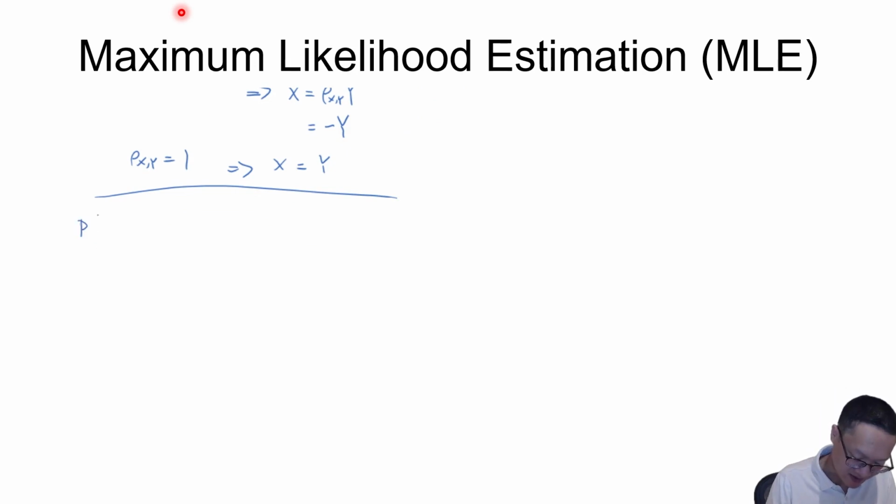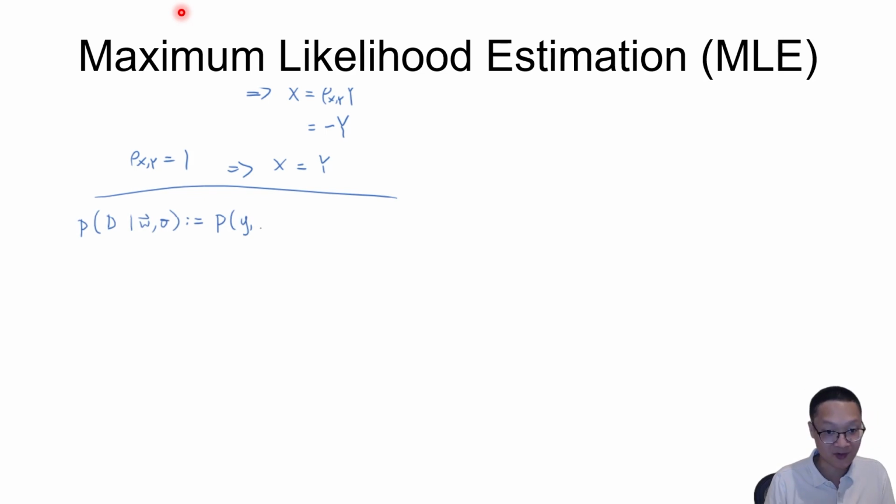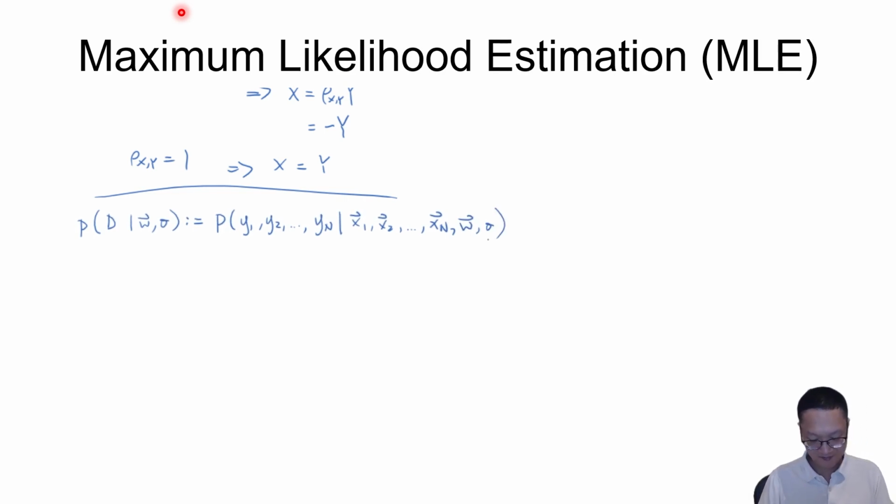So we're going to define the probability of observing the data given our unknown parameters. We're going to define this quantity to be the probability of observing y1, y2, all the way up to yn, so basically observing all of the outputs in our data, given all of the inputs x1, x2, all the way to xn, and our unknown parameters.